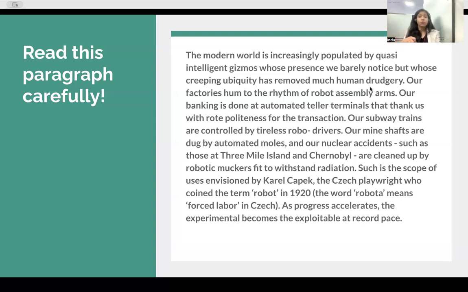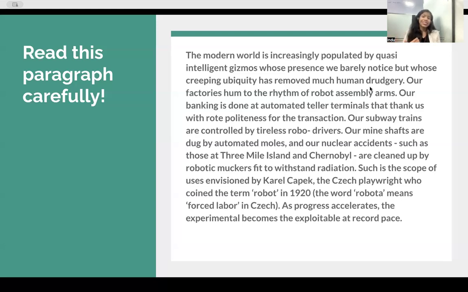Our factories hum to the rhythm of robot assembly arms. Okay, new information. Our factories, it's a statement. Our factories hum to the rhythm of robot assembly arms. That means our factories are working with robots and they're in quite a harmony.